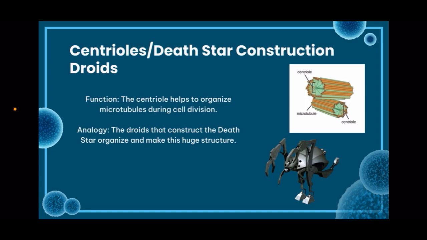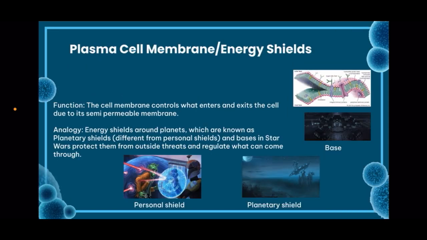Centrioles function to help organize the microtubules during cell division. This is similar to the Death Star construction droids, which construct the Death Star and help organize every moving part on the Death Star. The plasma cell membrane functions to control what enters and exits the cell due to its semi-permeable membrane.